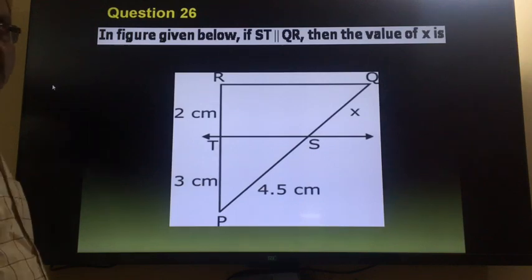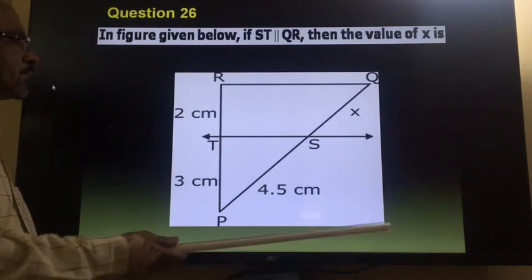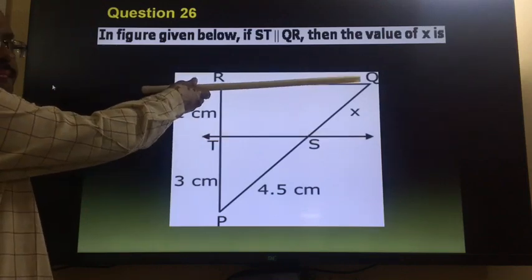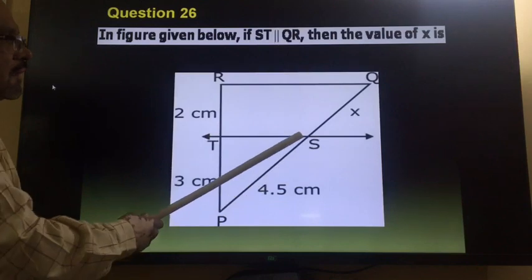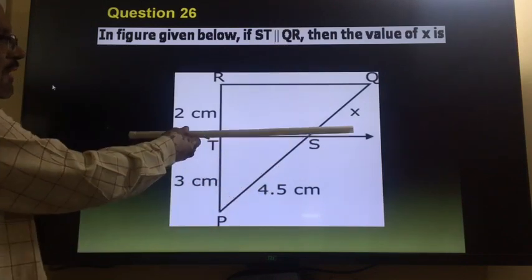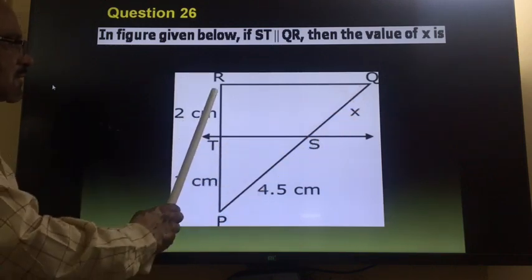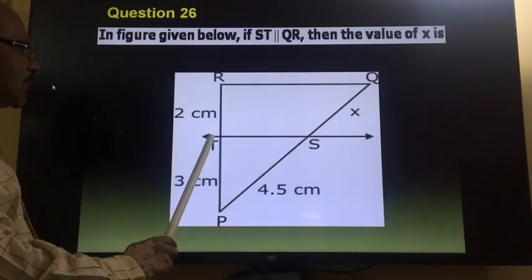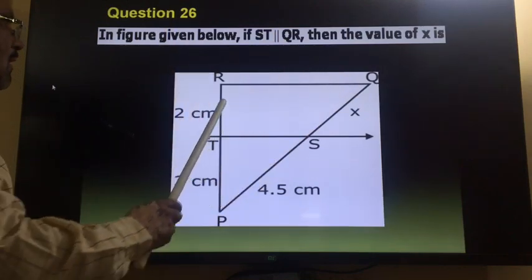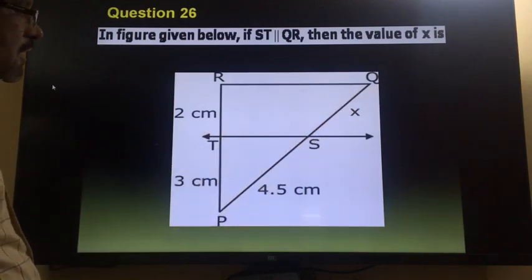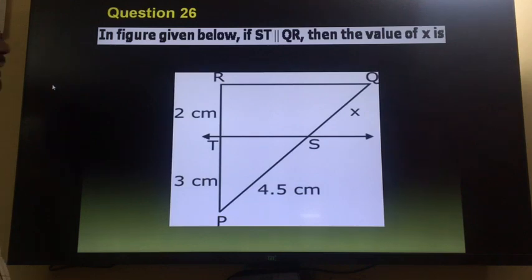About this I have already taught you that if a line is drawn parallel to one side of a triangle to intersect the other two sides at two distinct points T and S, then this line will divide the other two sides in the same ratio. Means PS upon SQ is equal to PT upon TR, or RT upon TP is equal to QS upon SP. We'll use this and solve it, and we will get the value of X.